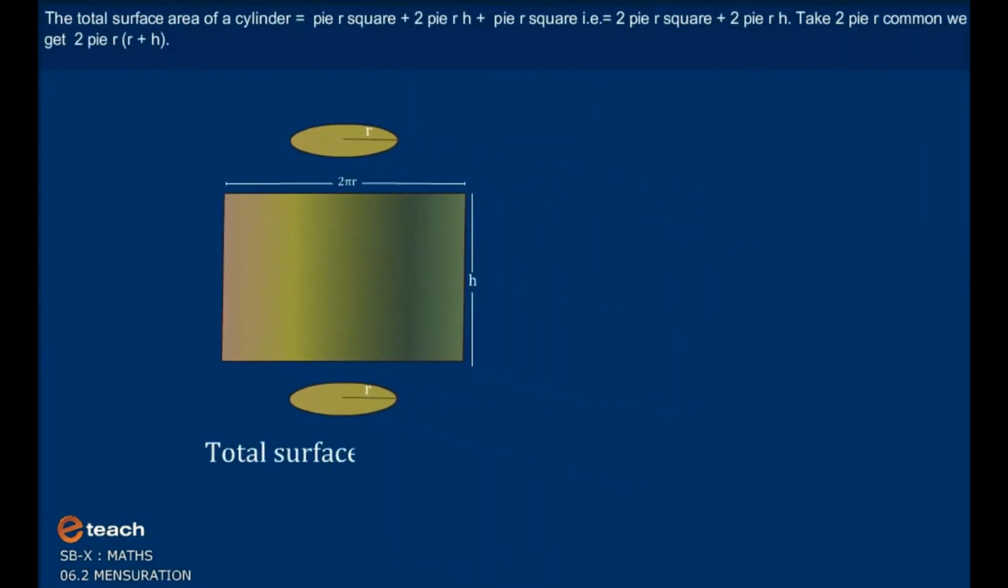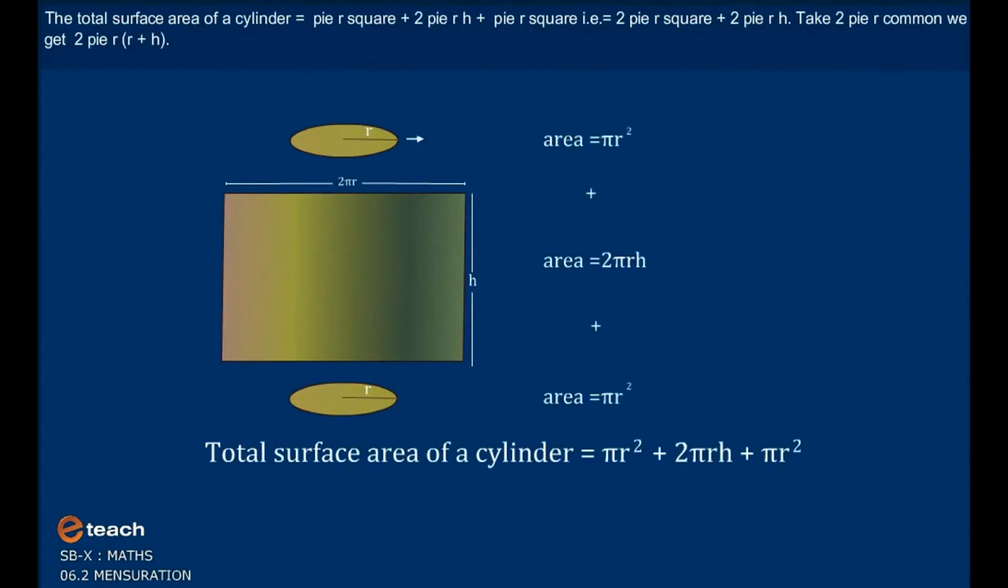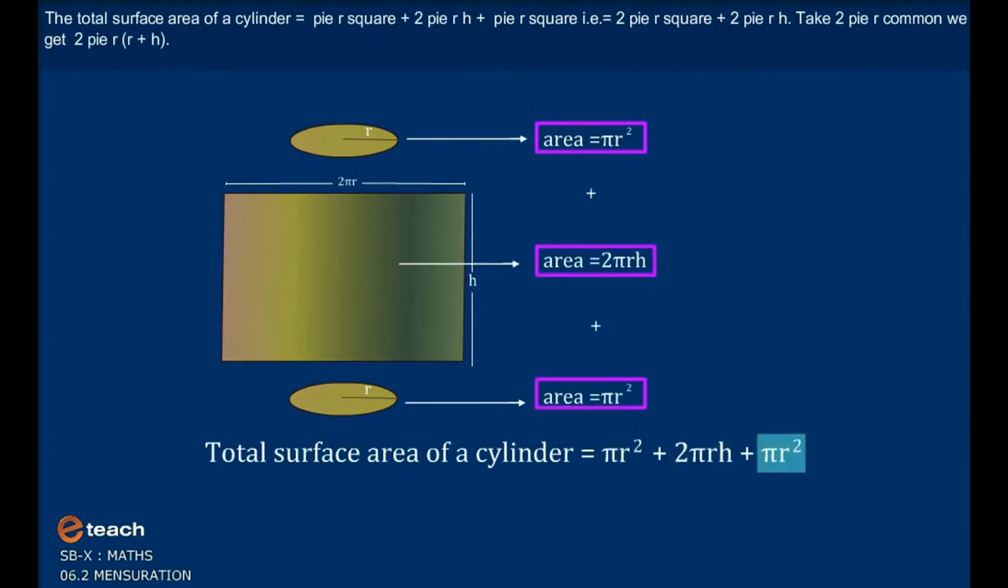The total surface area of a cylinder is equal to pi r square plus 2 pi r h plus pi r square, that is 2 pi r square plus 2 pi r h. Take 2 pi r common and we get 2 pi r (r plus h).